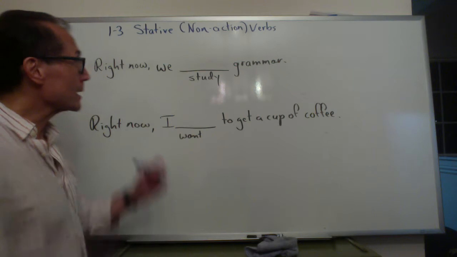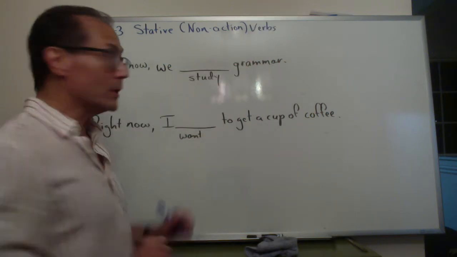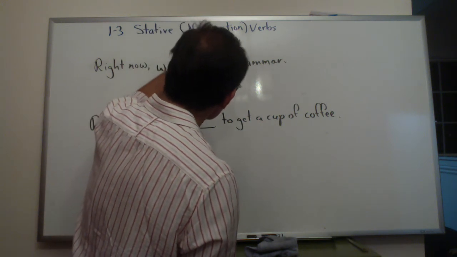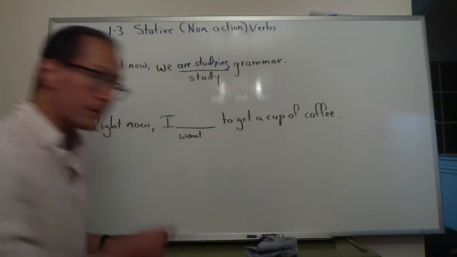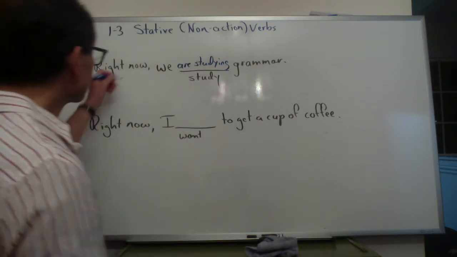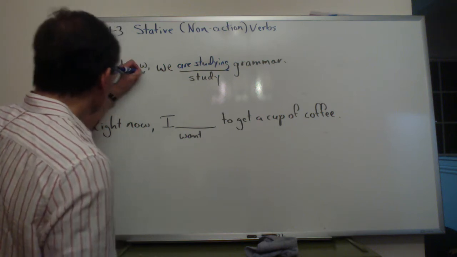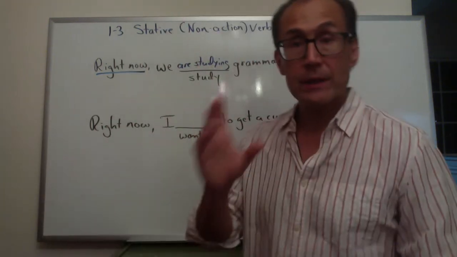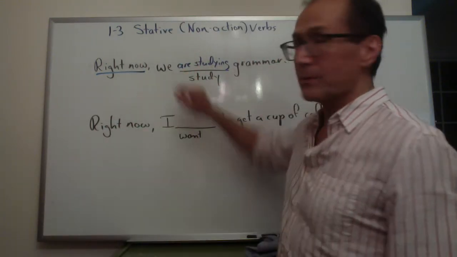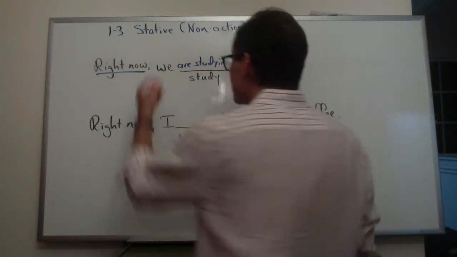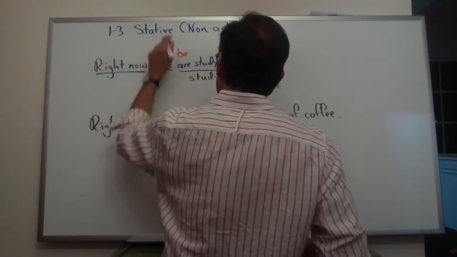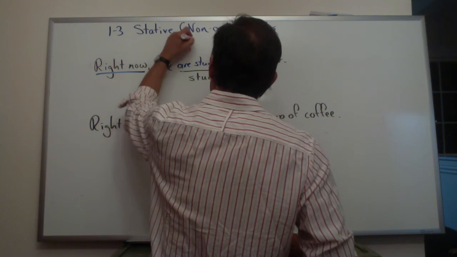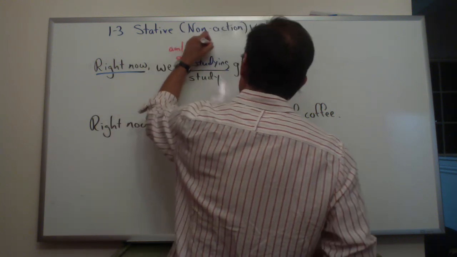So, what I think you probably said was, right now, we are studying grammar. And the reason that you probably said that was the words right now. Usually, when we're talking about something that happens right now, we use present progressive. We use be plus verb ing, or am, is, are. Present progressive is am, is, are, plus verb ing.